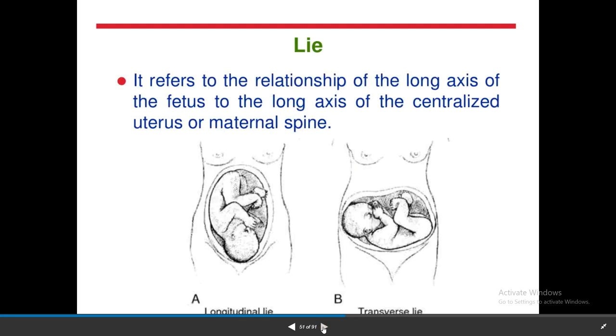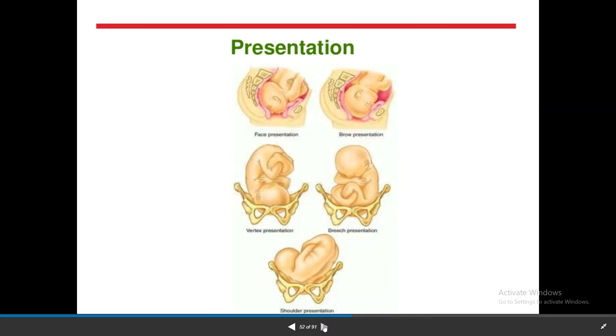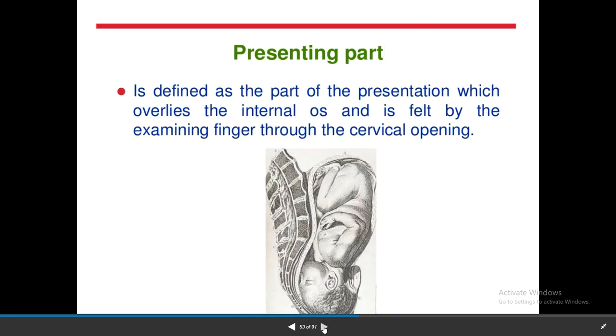Lie. It refers to the relationship of the long axis of the fetus to the long axis of the uterus or maternal spine. This is the longitudinal lie, and this is the transverse lie. Presentation. Again, this is the face presentation, brow presentation, vertex presentation, breech presentation, shoulder presentation. Presenting part: it is defined as the part of the fetus which overlies the internal os and is felt by the examiner's finger through the cervical opening.